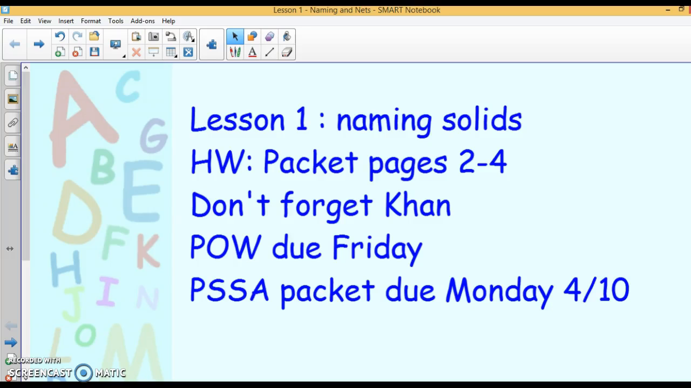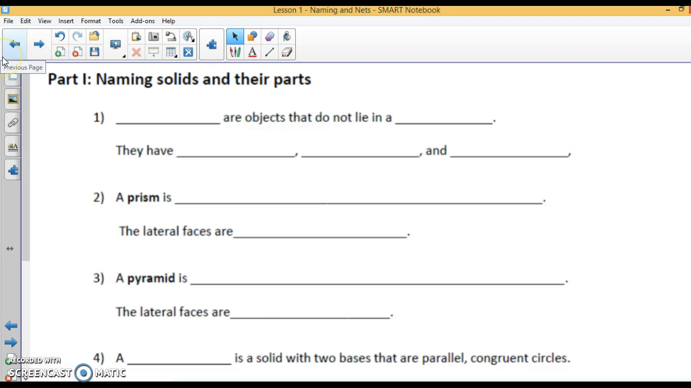This lesson is the first lesson in the three-dimensional or solid geometry unit. We're talking about naming solids. The homework that goes along with this is page 2-4 in your homework packet. All right, you are on the first page in your notes. We're going to fill in these blanks as we go.